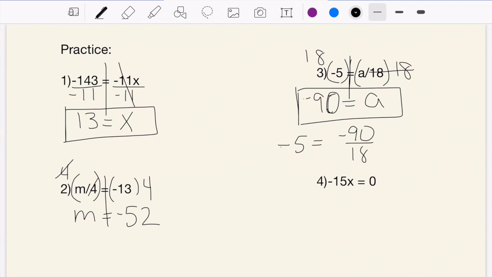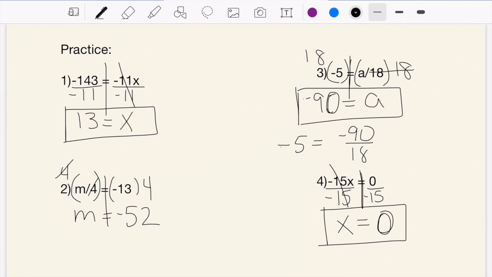Then on this one, we need to decide if we are multiplying or dividing. So negative 15x equals 0. Those are being multiplied, so we're going to divide by negative 15. Those cancel out. We're left with just x equals 0 over anything, which is still going to be 0. So x equals 0. All right, and that's the end of one-step equations with multiplication and division.